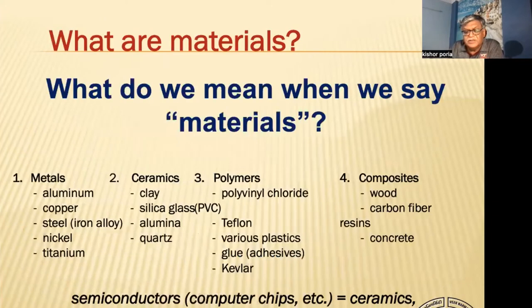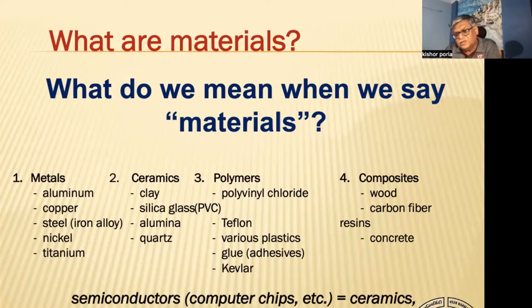So when we look at materials, what do we mean when we say material? Material can be a metal. Examples of metals are aluminium, copper, and steels. Steels are an alloy, as are nickel and titanium. When we look at metals, it also incorporates non-metal alloys and so on. Ceramic is another example of materials. In the case of ceramics, clay is a material, silica glass is also a material, alumina is also a material, and quartz is also a material. Nowadays we are using ceramics on a larger scale.